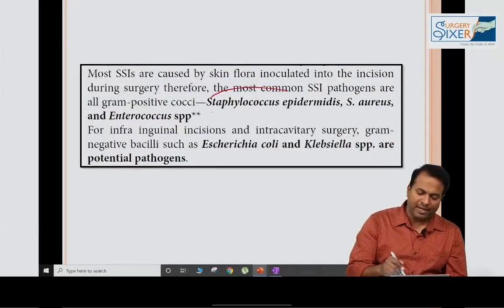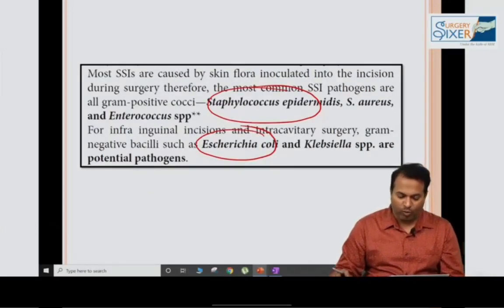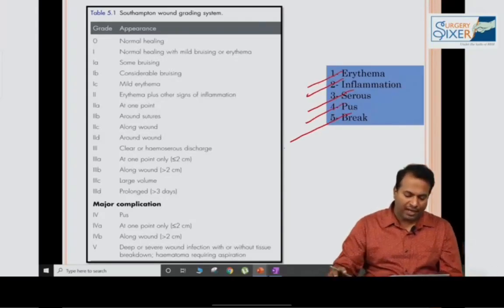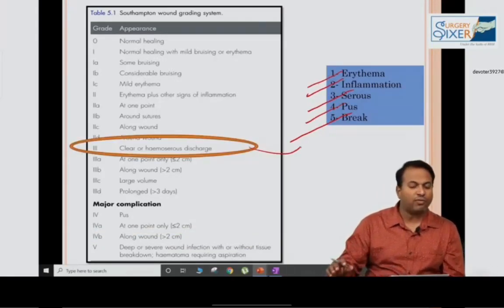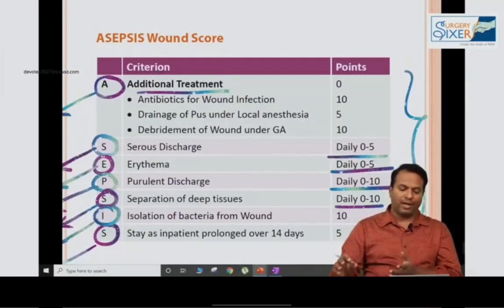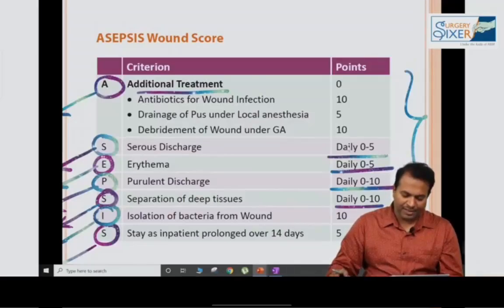Staphylococcus epidermidis is the most common cause of surgical site infection, and in cavity open surgery it is E. coli. Please don't forget the Southampton grading system from Maingot. Erythema, inflammation, serous discharge, pus discharge, break in wound are the 5 grades. 3 is serous discharge, just for understanding. And this is the ASEPSIS score. Additional treatment, serous discharge, erythema, purulent discharge, separation of deep tissues, isolation of bacteria, and prolonged stay as inpatient.